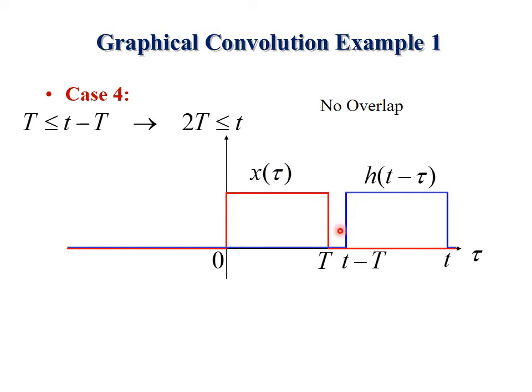So during this region we see that there is no overlap, hence by our experience with no overlap region we know that the area of the integration y of t is going to be equal to 0. So we have got y of t is going to be equal to 0.